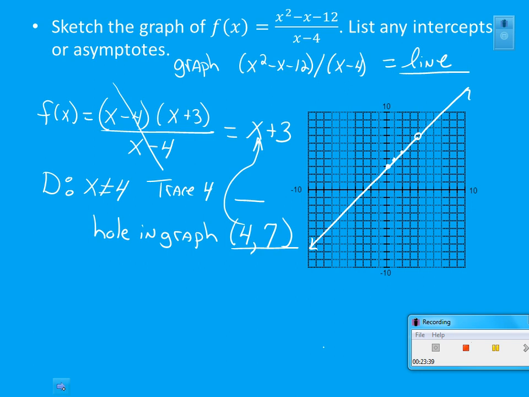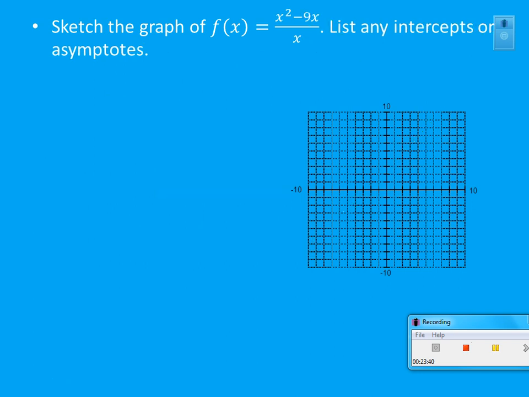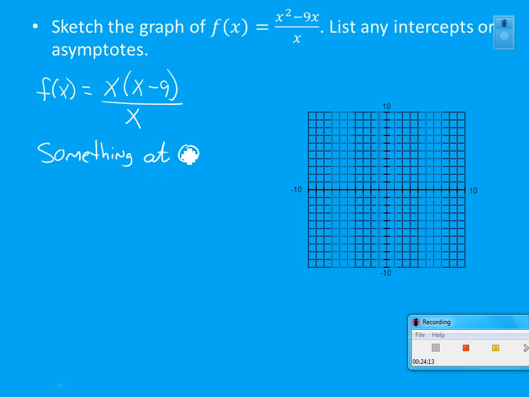Okay. Look at your next one. We'll sketch most of this one without your calculator. So I got f of x equal x squared minus 9x all over x. Well, if you look at x squared minus 9x, it'll factor. I'm going to factor out an x, which leaves me an x minus 9 over an x. Pause just 1 second. Something happens at 0, because 0 is not in my domain. So there's either got to be a hole or an asymptote at 0.